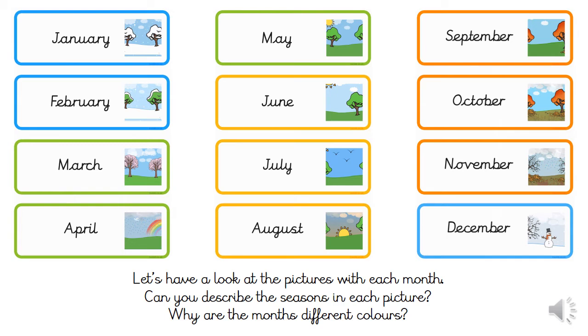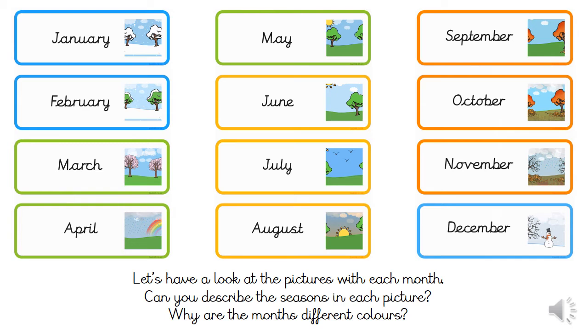So March, April and May, the weather's getting a little bit warmer and we've got lots of flowers starting to grow. What season is that? It's the season we're in now. It begins with that... spring. So it goes winter, then spring.